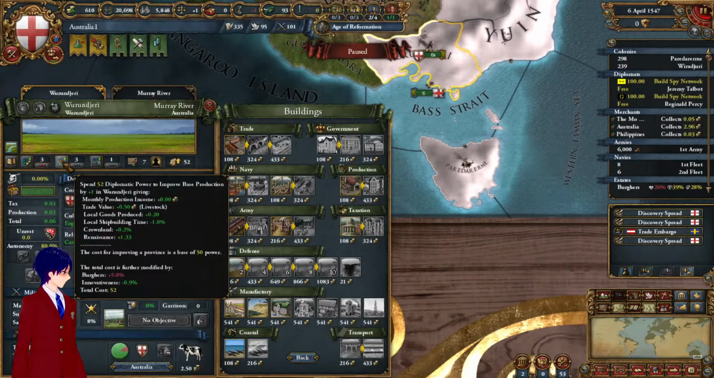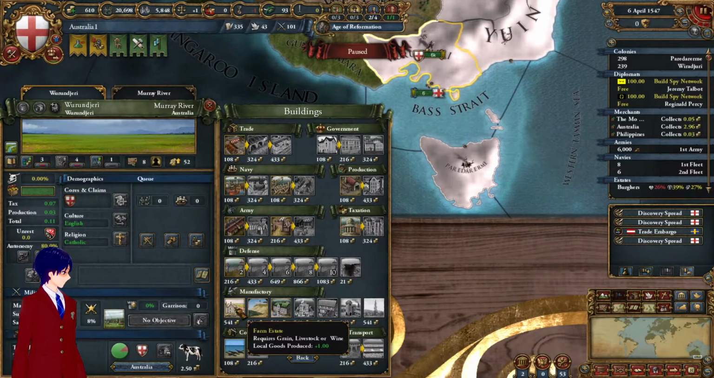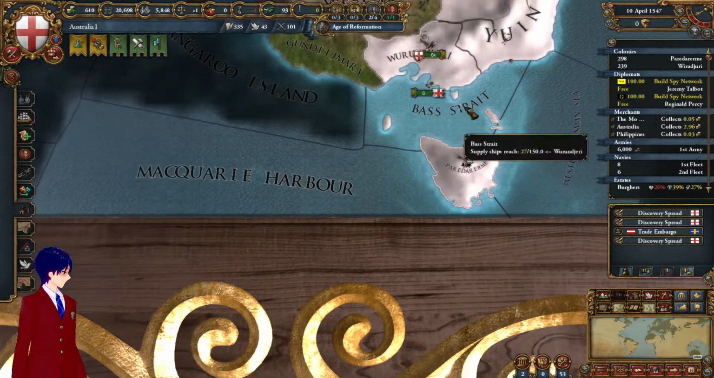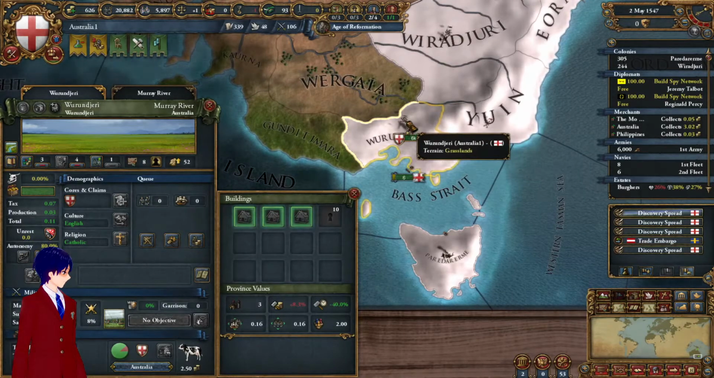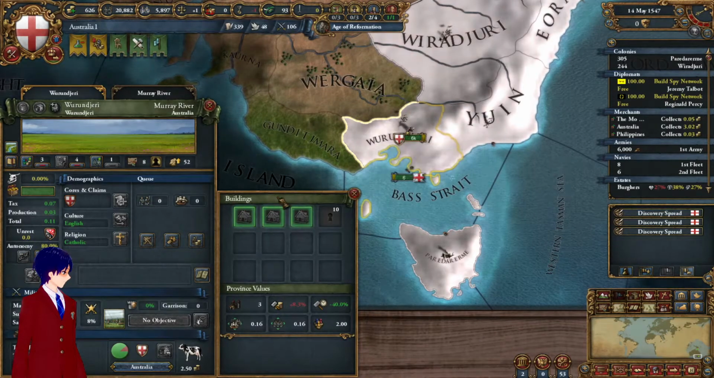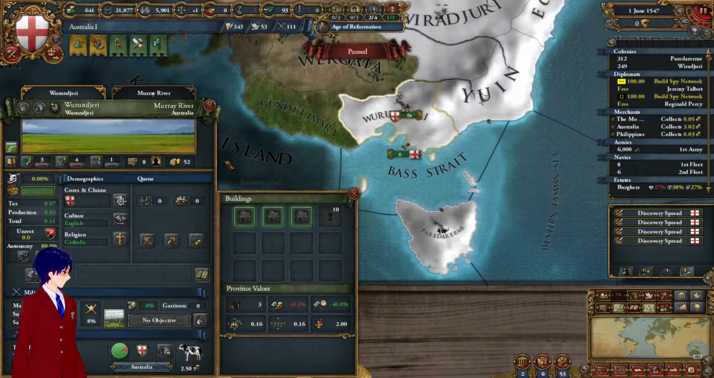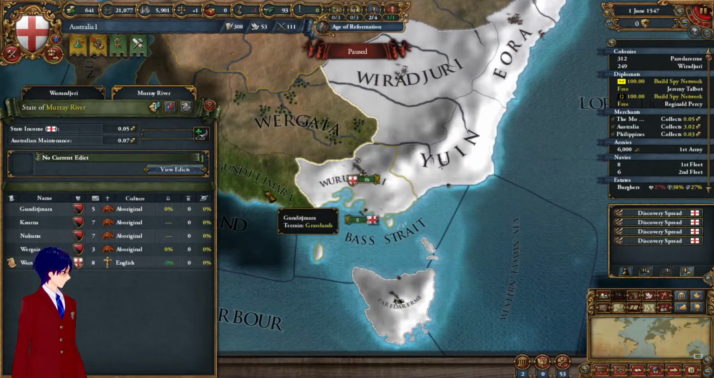And by adding one base production, we get 0.5. I don't know what that means. 0.5. So if I do this, it didn't really change. Oh right, it's because I'm so silly. There we go. Core all of that.